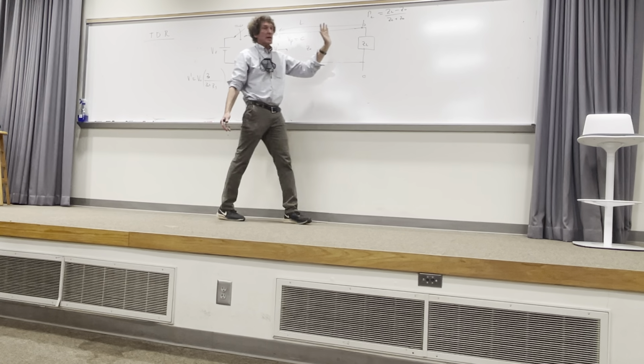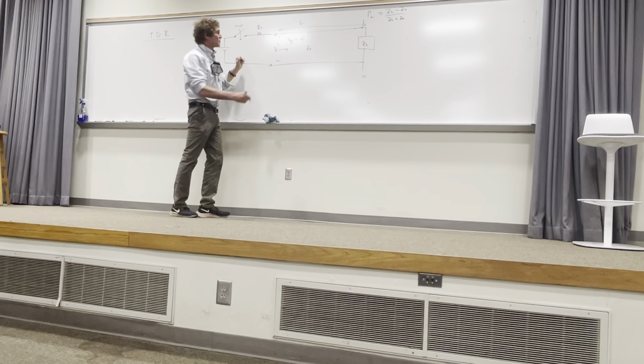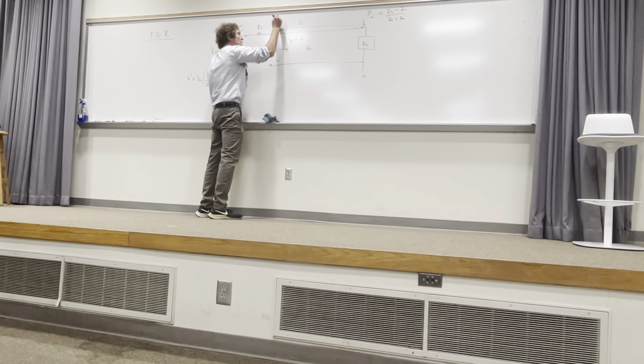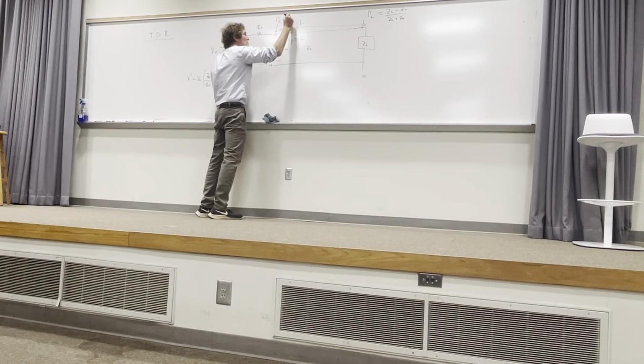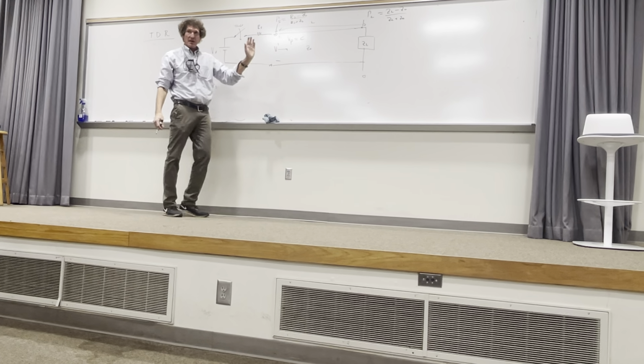You send it down, bang, it hits, now some of it's coming back. Then it hits this point, and there's a reflection coefficient at the source that will be RS minus Z naught over RS plus Z naught. You all with me? Now think about it.